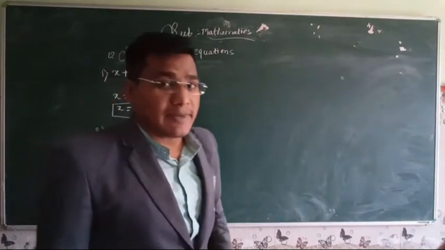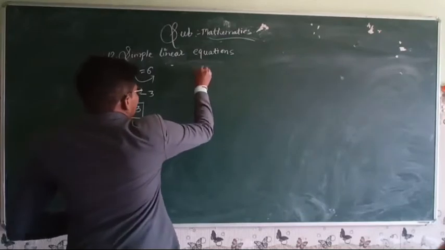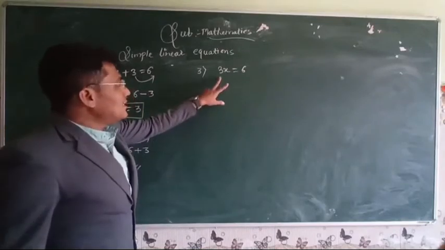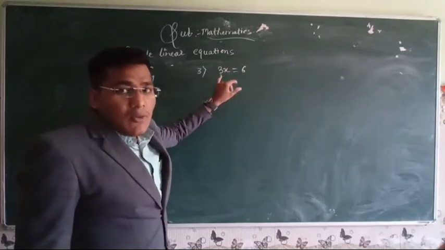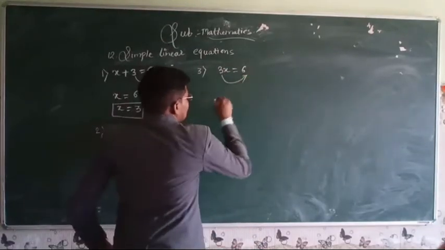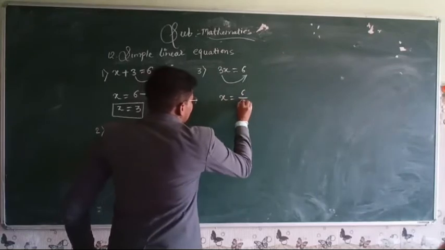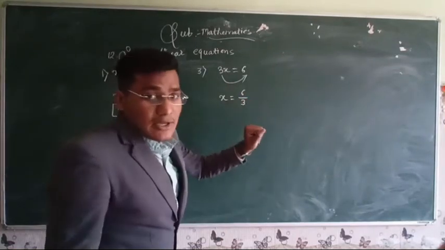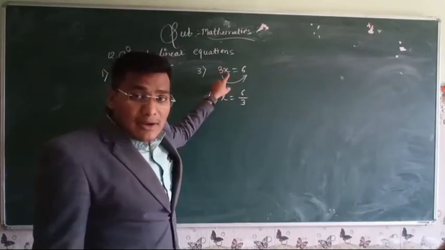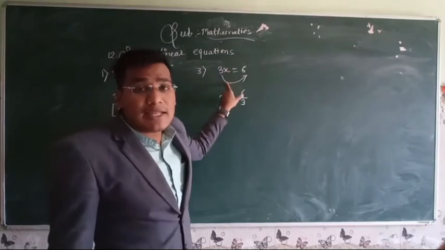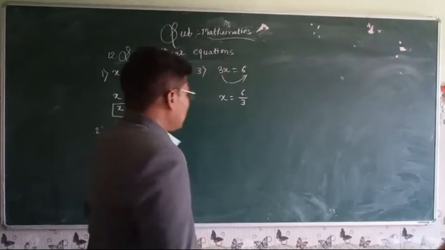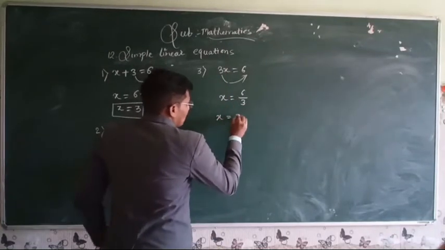Now we will see multiplication. The third example is 3x is equal to 6. Here 3 is multiplying the variable x, and we want only the value of x. When this 3 goes to the RHS, it becomes 6 by 3, meaning it divides. This is another rule: whenever a value multiplying another value or variable moves from LHS to RHS or from RHS to LHS, it divides. So the final answer is x equals 2.